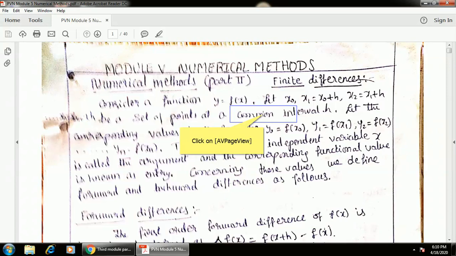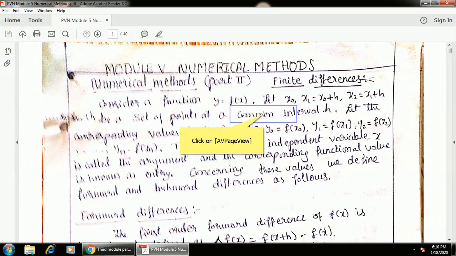Today I am discussing numerical methods. In this module 5, numerical methods, we are learning about finite differences, that is, interpolation, as well as the numerical solution of algebraic and transcendental equations. First, we will consider the finite differences. First I'll explain what the finite differences are.